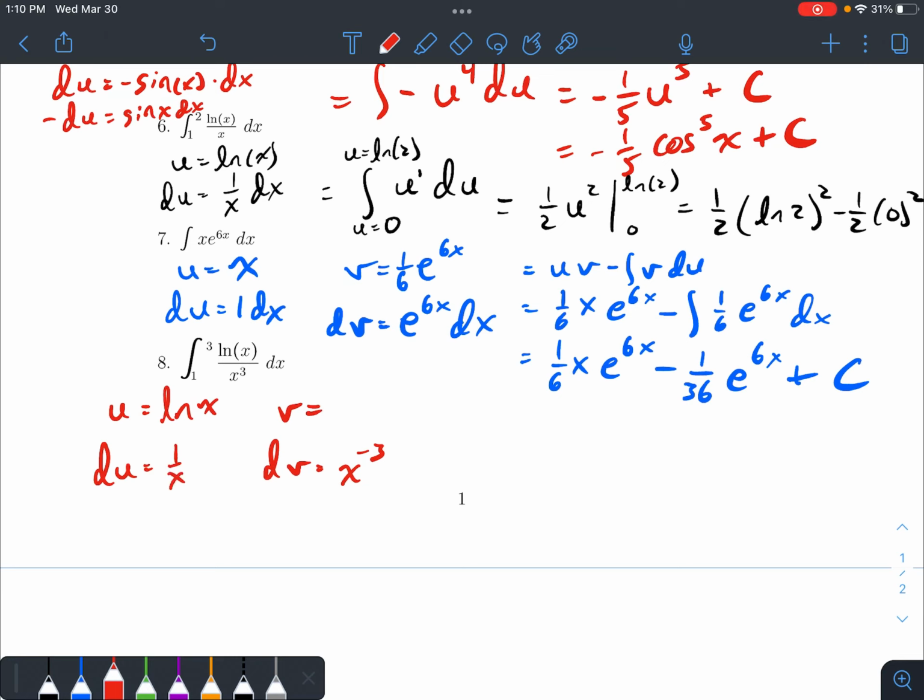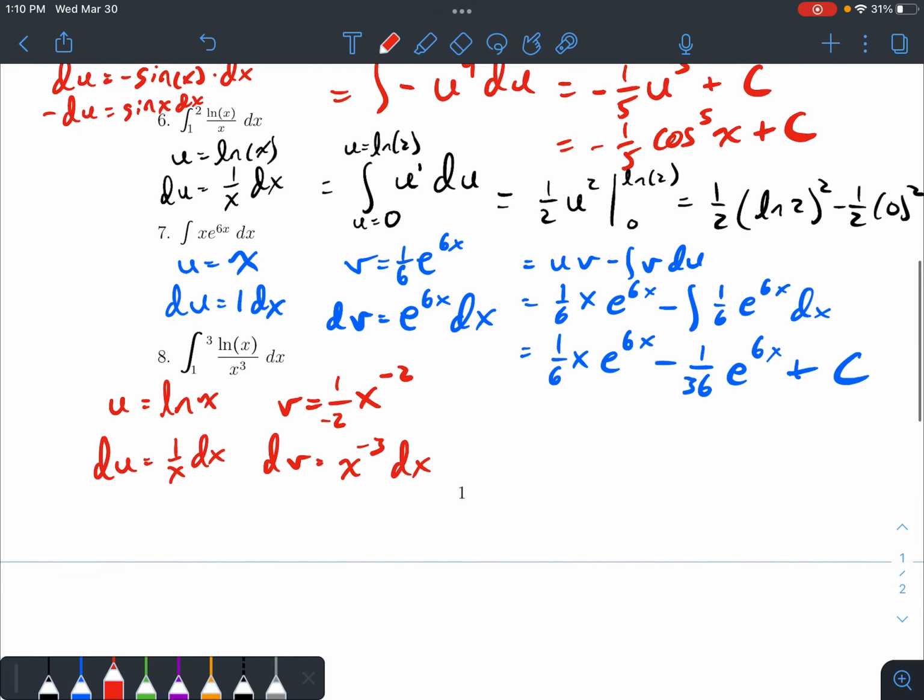So derivative of ln of x is 1/x dx. And the integral, put a dx over there, I always forget that. Integral of x to the -3 is bump the power up by 1 and divide by that exponent, so 1/-2. All right, so our integral is uv minus integral of v du again. uv is -1/2 x to the -2 times ln of x. Okay, and then minus the integral of v du. So minus -1/2 x to the -2 times du, which is 1/x dx.